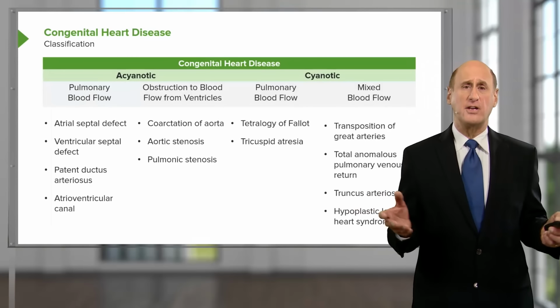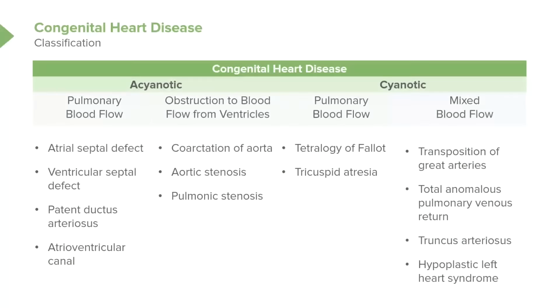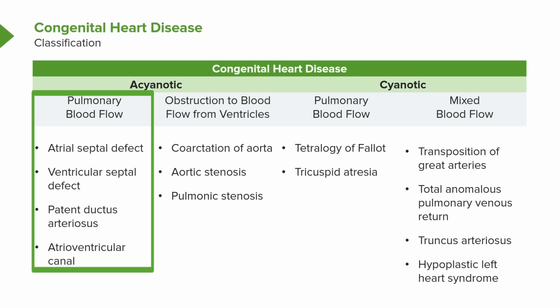So here you see listed all of the lesions that can occur. You'll notice that they're broken down into acyanotic, that is where the patient is pink, and cyanotic, that is where the patient is blue. You can see on the left-hand side in the acyanotic group, the atrial septal defect, the hole in the atrial septum, ventricular septal defect, hole in the ventricular septum, patent ductus arteriosus. Remember, that's the connection between the pulmonary artery and the aorta that enables blood flow during fetal life to go from the right to the left side because the lungs are not working.